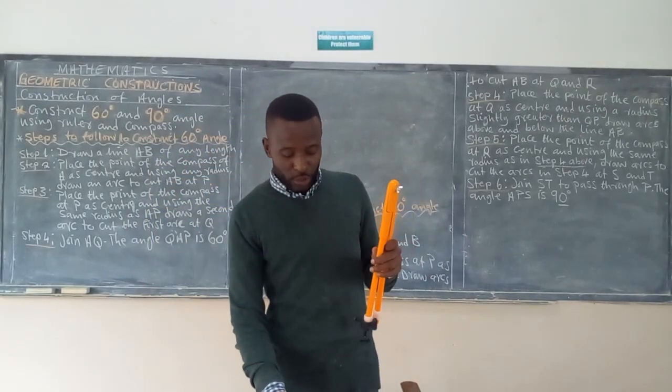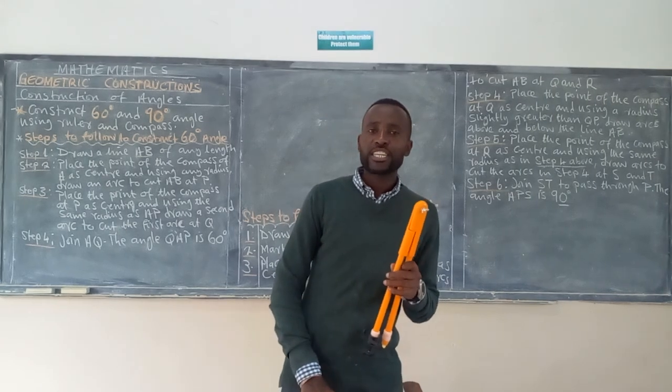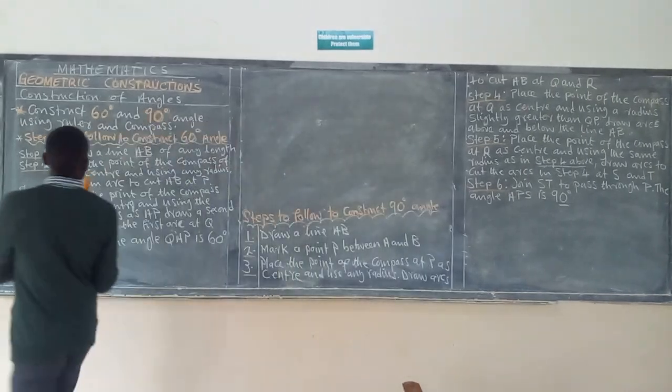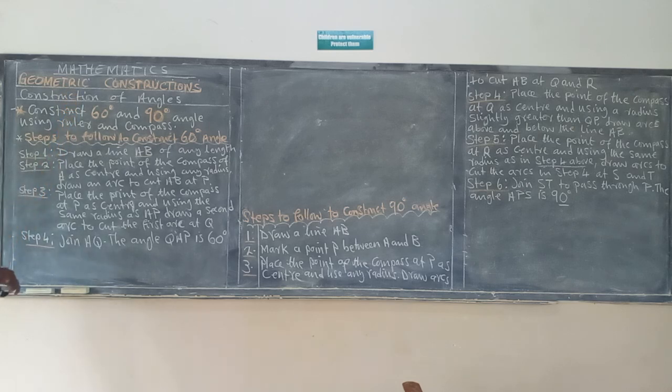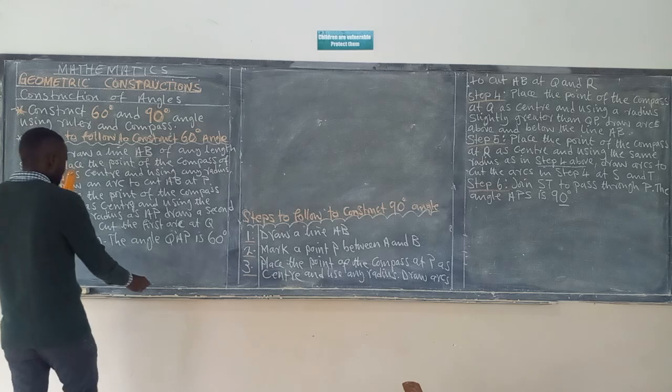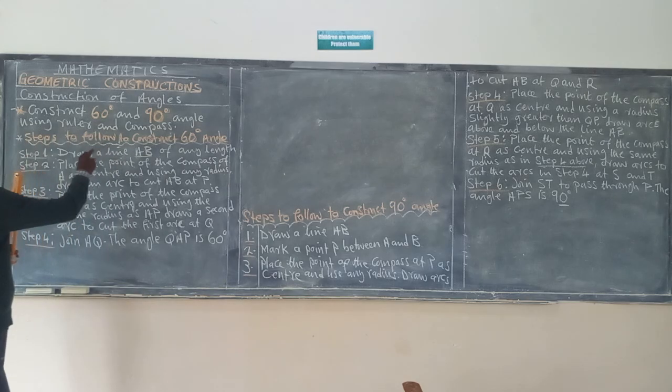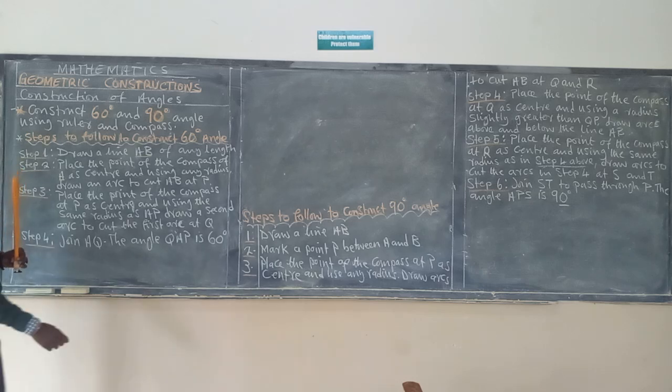Let's begin today's lesson, which is, of course, geometric constructions. Geometric construction is today's lesson. Now we are going to construct angles. Construction of angles is what we are going to focus on. Now, what kind of angles are we going to construct in this lesson? We are going to construct 60 degrees angle and 90 degrees angles, using a ruler and compass. Let's begin with the first part. What are the steps to construct a 60 degrees angle?